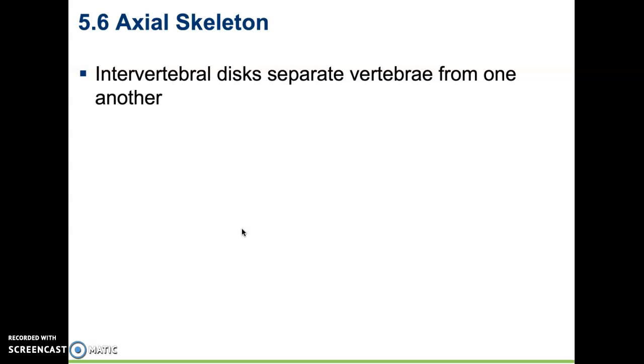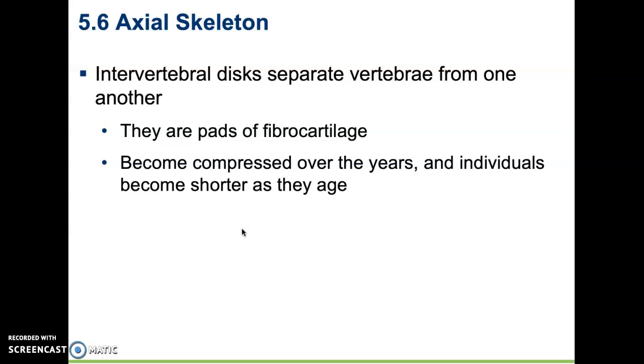One other thing to mention is that there are intervertebral discs that separate the vertebrae from one another. These are just pads of thick fibrocartilage that help prevent the compression or the grinding of those vertebrae on top of each other. Unfortunately, they can become compressed over the years. And so it is actually possible to shrink a bit as you age, or become shorter in stature, because of the compression of those vertebrae over time.